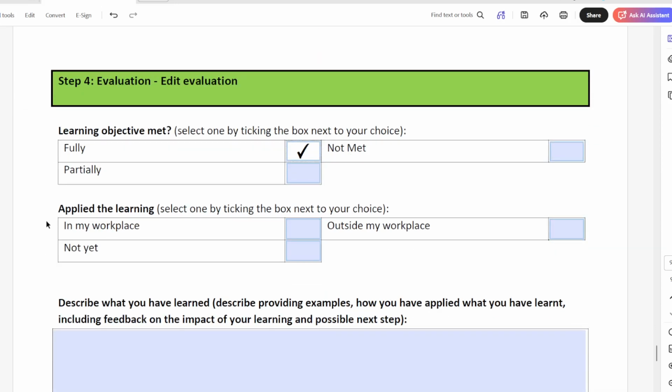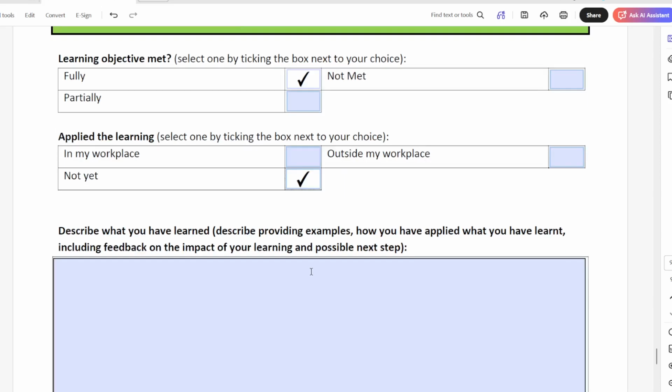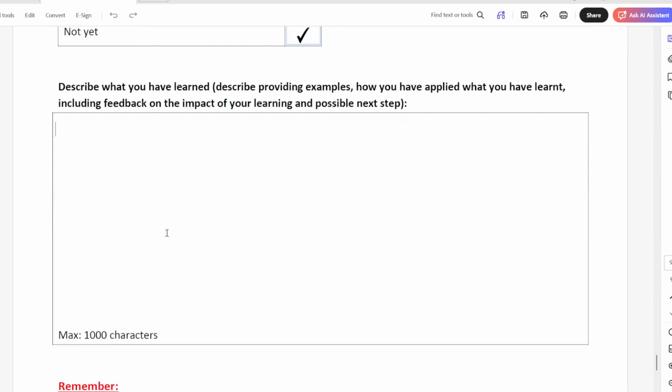Did you apply the learning that you wanted to learn? What did you want to learn? Did you apply it in your workplace? Did you apply it outside work? Did you learn a new skill that you then applied in a different case? Or you haven't applied it? So you choose this one. And eventually you enter the evaluation. Remember, you're stating what you've learned, impact on practice, application, as well as a future learning need. Okay. I hope this helps in how you record your CPD activity.